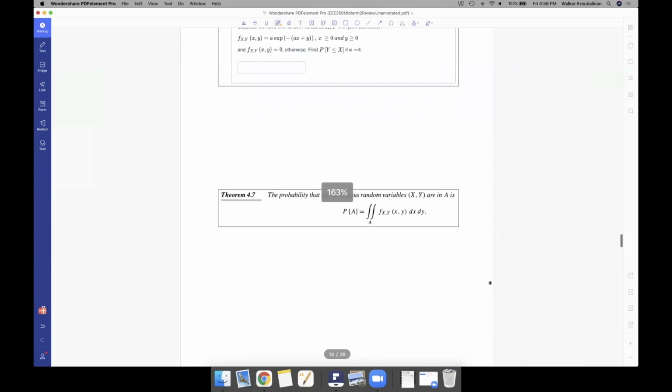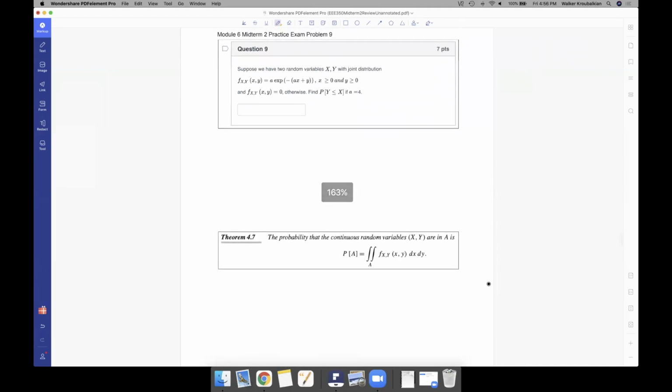And on to problem 9. Suppose we have two random variables x and y with joint distribution little f sub x comma y equal to a exp of negative ax plus y, where x is greater than or equal to 0 and y is greater than or equal to 0, and little f is equal to 0 otherwise. Find the probability that y is less than or equal to x if a equals 4.